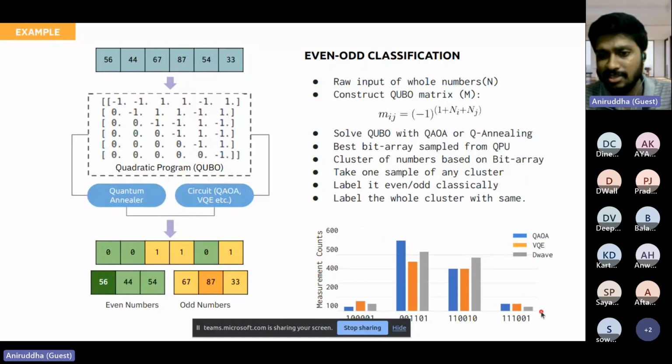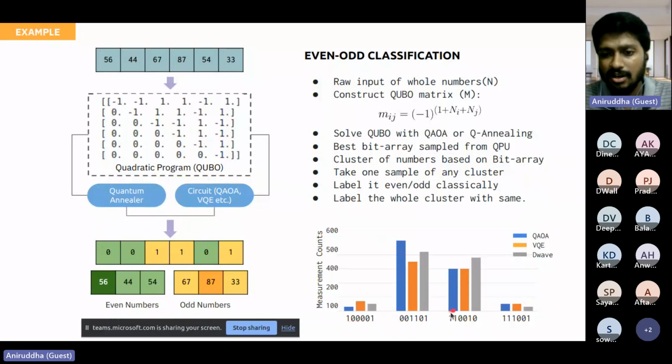Here you can see that I have performed the experiment and have my best possible bit strings. I have executed this on 3 different algorithms: QAOA and variational quantum eigensolver, both on IBM machines, and D-Wave. And you can see this is the best bit string that we are getting: 001101. With 0, 0, the first 2 terms are 0, so it means that 56 and 44 will come in the same group, and again the 5th term is also 0.